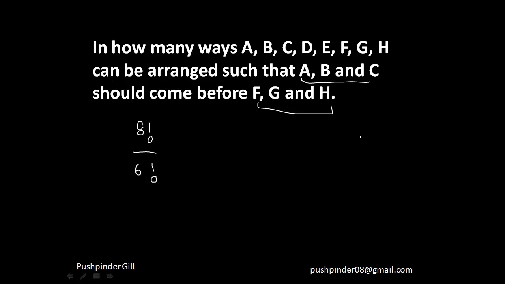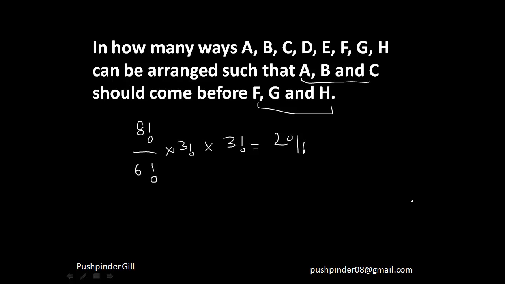However, I can't assume ABC to be identical and FGH to be identical in themselves. So ABC can arrange themselves in 3 factorial ways and FGH can arrange themselves in 3 factorial ways. So that will give me my answer as 2016 ways.